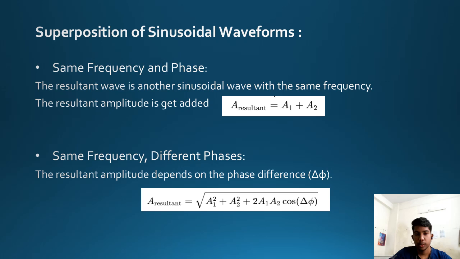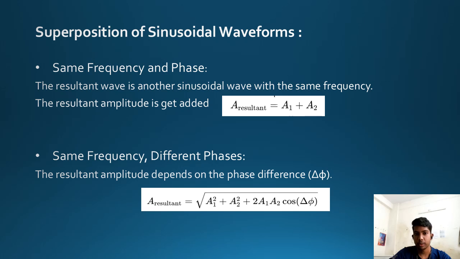Coming to the superposition of sinusoidal waveforms. The superposition of sinusoidal waveforms refers to the combination of two or more sinusoidal waves to produce a resultant wave. The phenomenon is governed by the principle of superposition, which states that the total displacement at any point is the algebraic sum of the displacements due to individual waves.